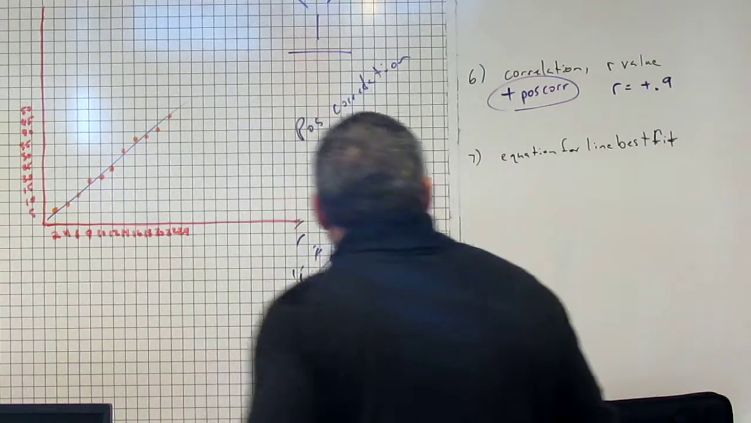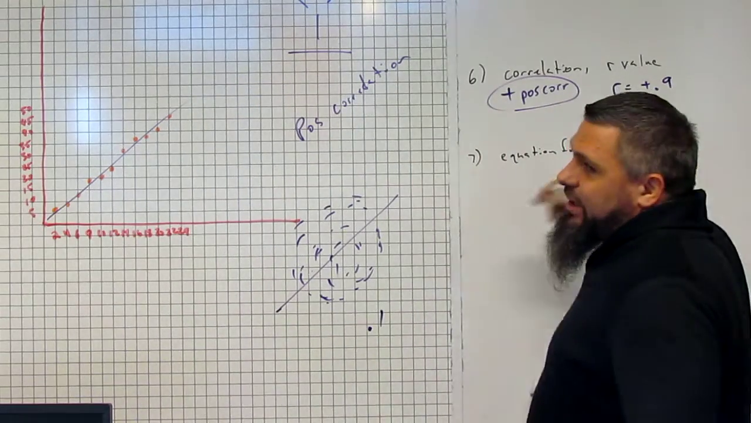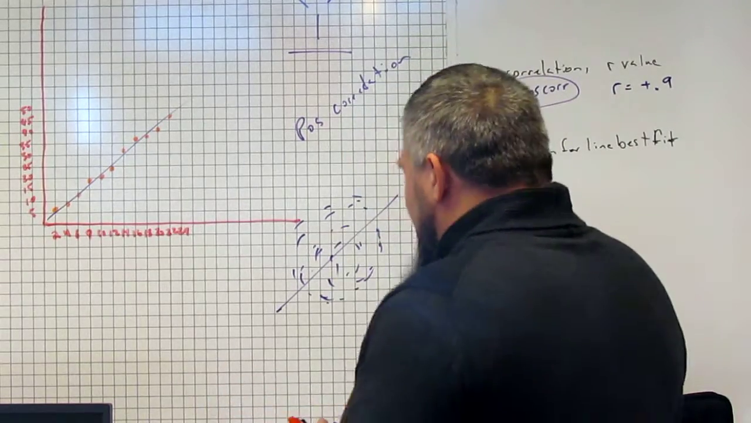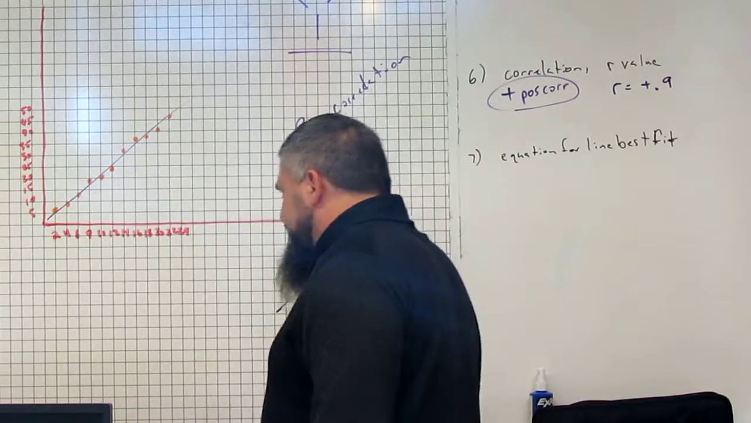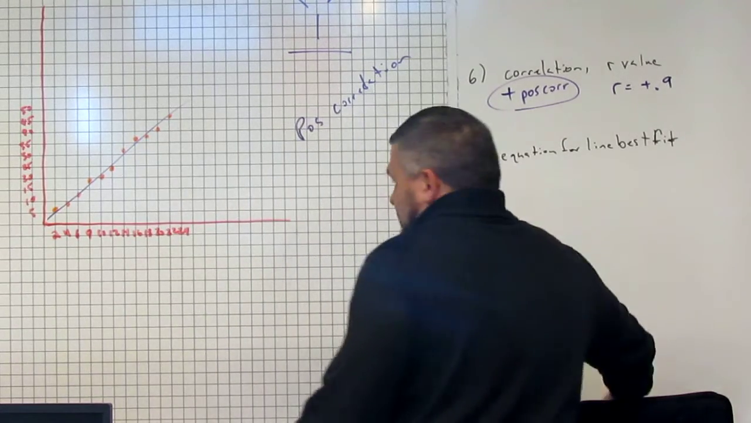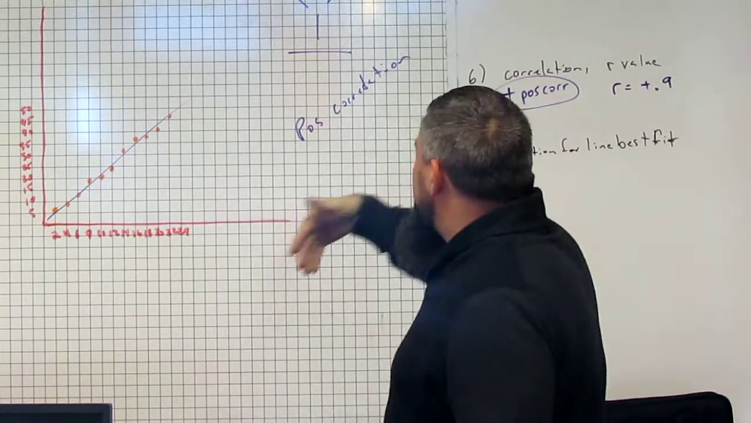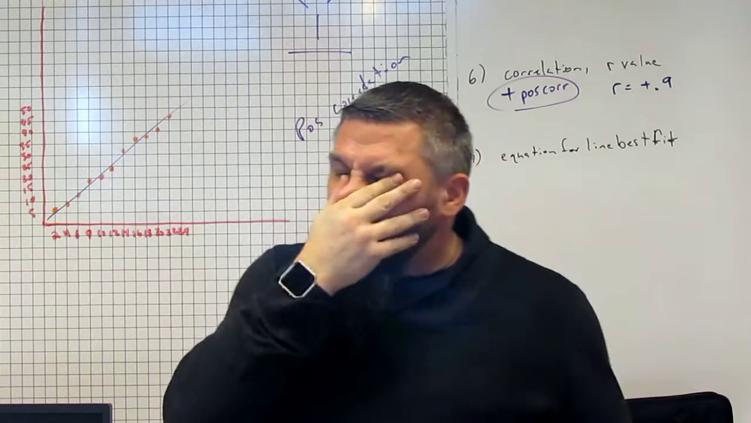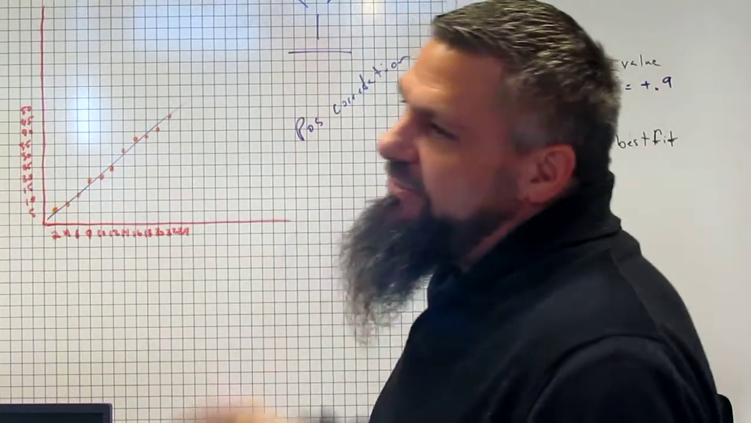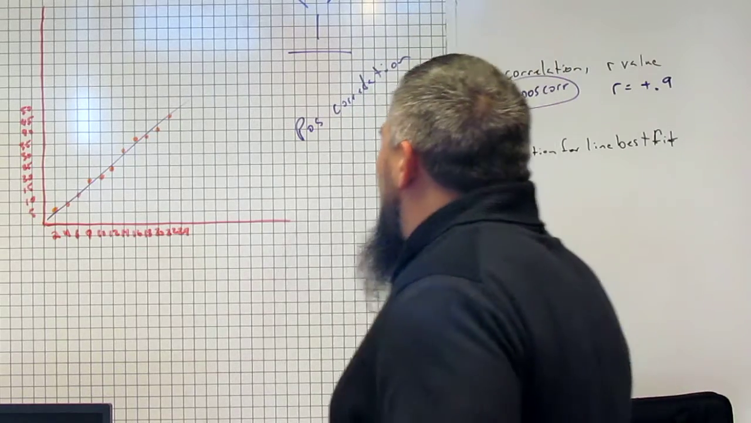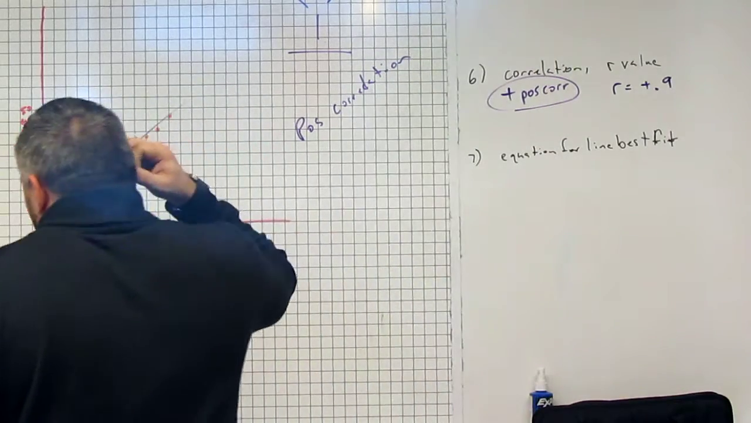What does it say for the second part? Equation for the line of best fit. So now we got to come up with an equation. That's the hard part. Okay? This is the easy part. It's really easy. Positive correlation, 0.9, 0.8, whatever. Now if it were negative, then it would be a negative 0.9.